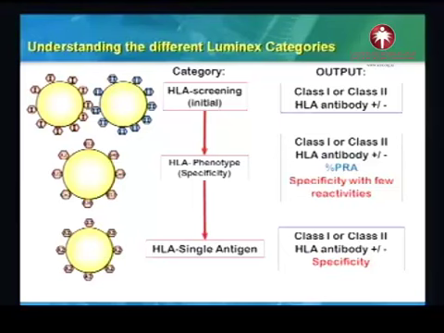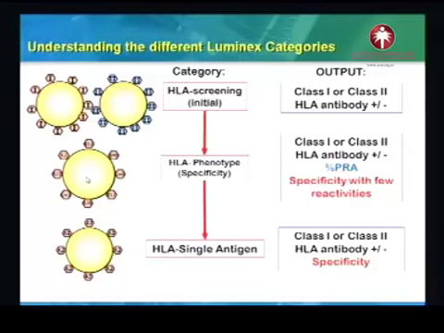When we're using Luminex technology, there are 3 categories. The first one we use, which is HLA screening initial, uses a set of beads, like 15 beads, for example, carrying HLA class 1 molecules, and another 15 or 20 beads carrying HLA class 2 molecules. We run the test, and the machine will tell you whether class 1 is positive, or class 2, or both positive.